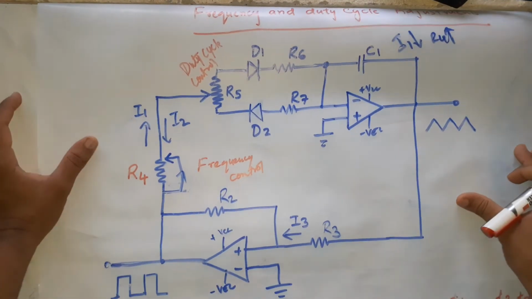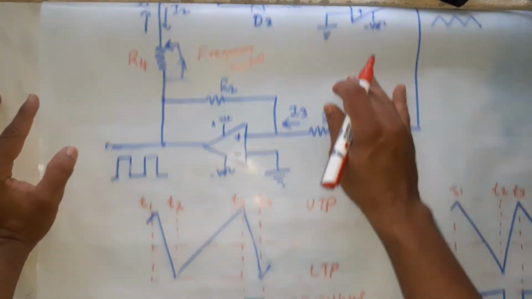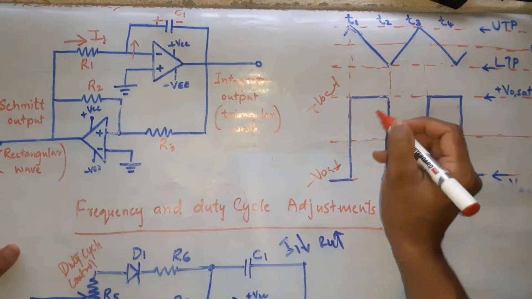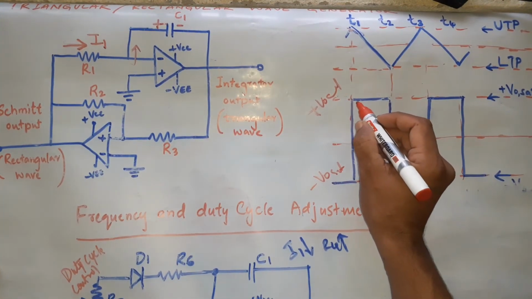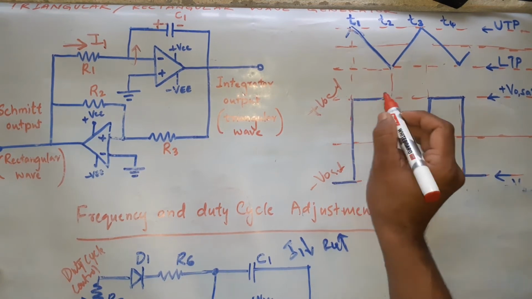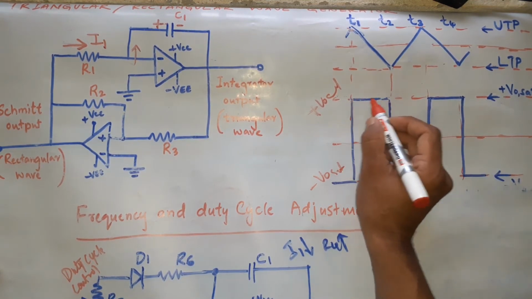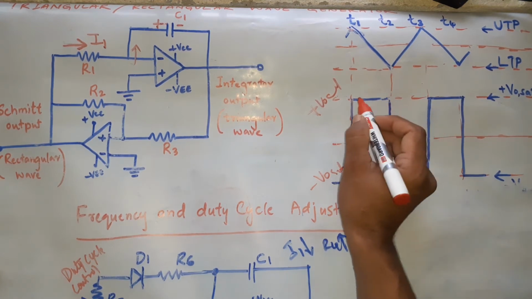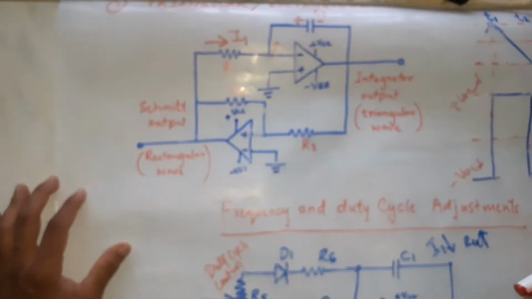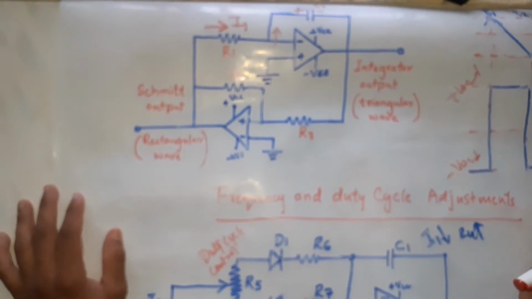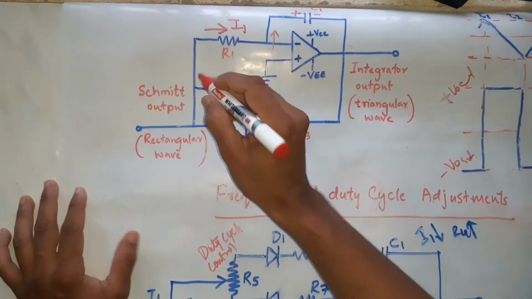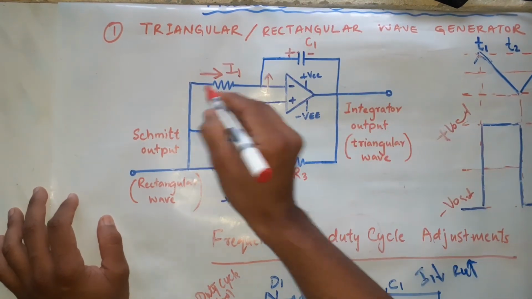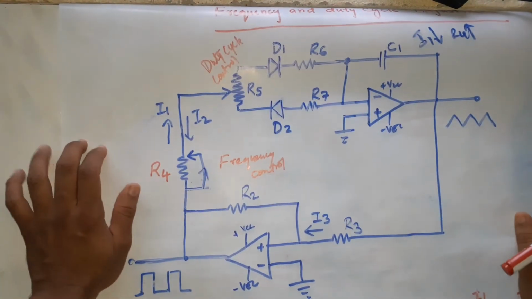Yes. Now see here, this is your Schmitt trigger output, right? Now see here, when your Schmitt trigger output, or I can say rectangular output, is at positive saturation level, when it is positive, the current I1 flows upside, right? The current I1, okay, I have to use this circuit.